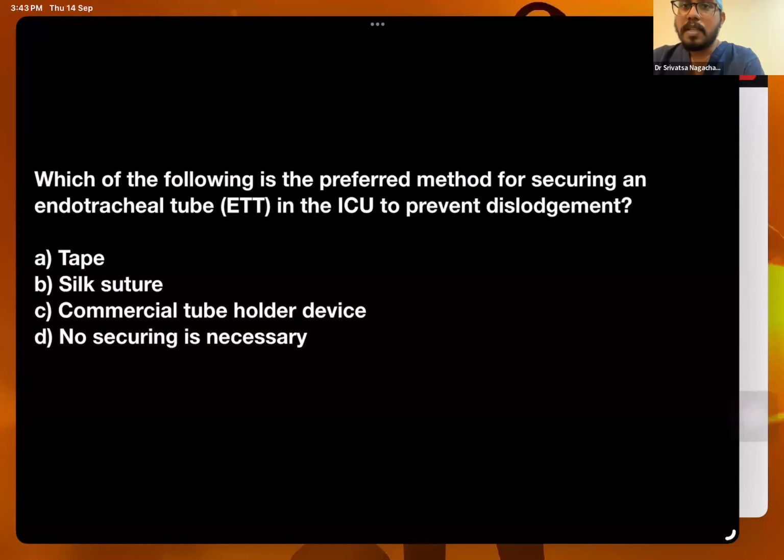And next question. Which of the following is the preferred method for securing an endotracheal tube in the ICU to prevent dislodgement? A, tape. B, silk suture. C, commercial tube holder device. D, no securing is necessary. Okay, your time starts now. Think we are playing Kaun Banega Crorepati sort of a thing.